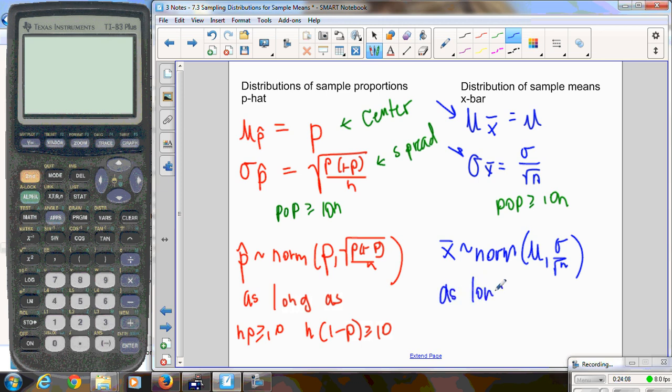As long as either the population is normal, and again, that might be something you have to assume, and I'll talk about when it's appropriate to assume that in just a second, or n is greater than or equal to 30. So when is it appropriate to assume a population is normal?